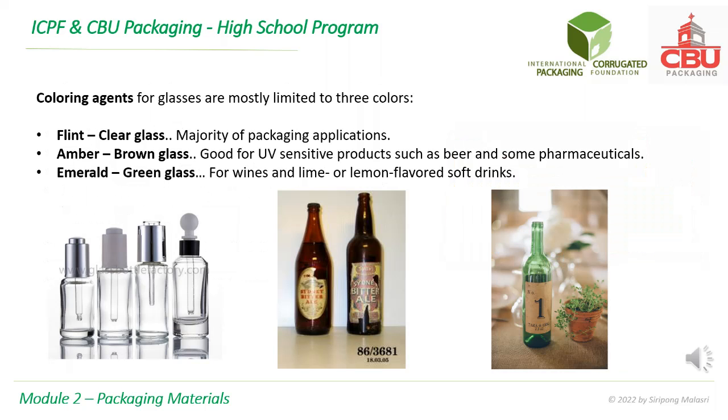Coloring agents for glasses are mostly limited to 3 colors. Flint or clear glass: majority of packaging applications. Amber or brown glass: good for UV-sensitive products such as beer and some pharmaceuticals. Emerald or green glass: for wines and lime or lemon-flavored soft drinks.